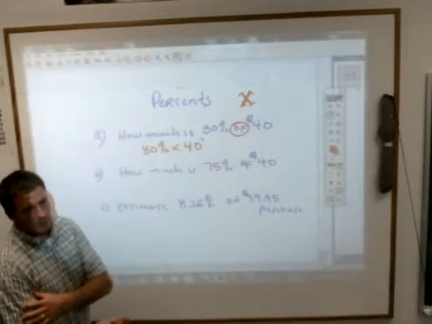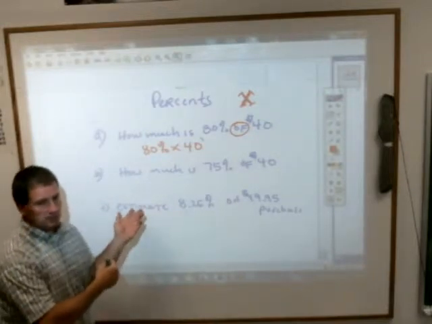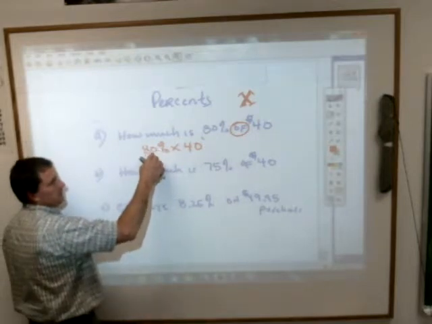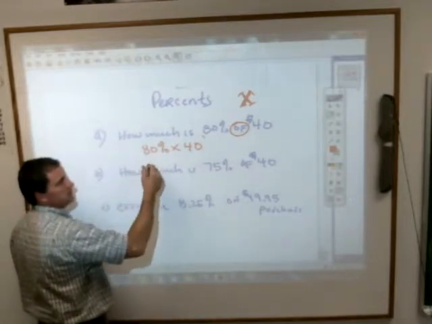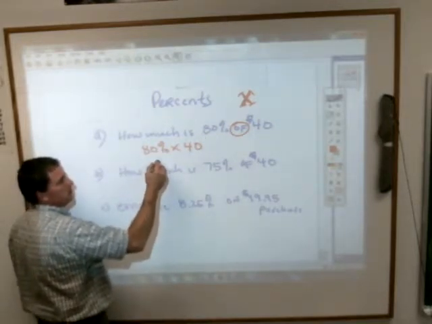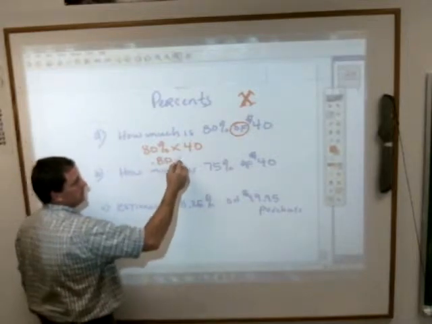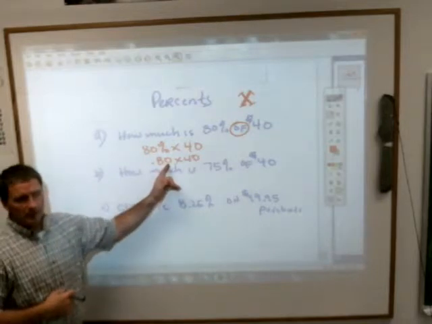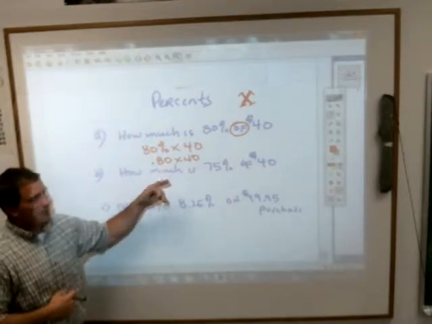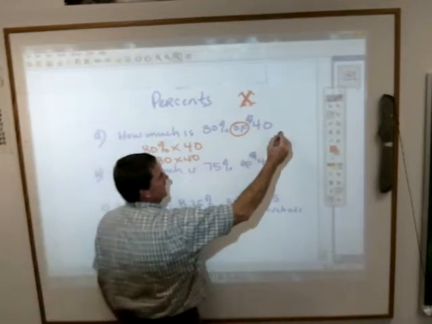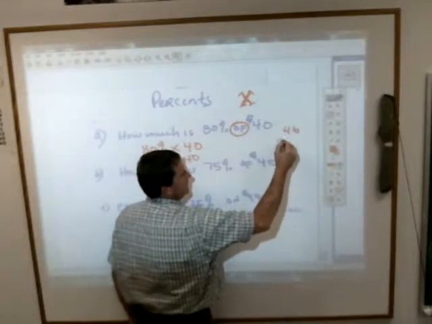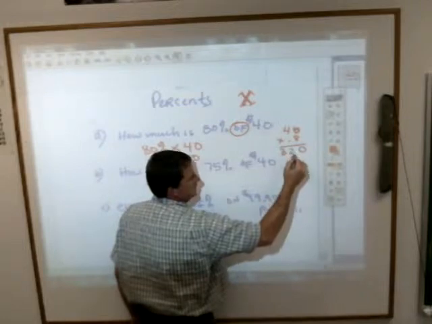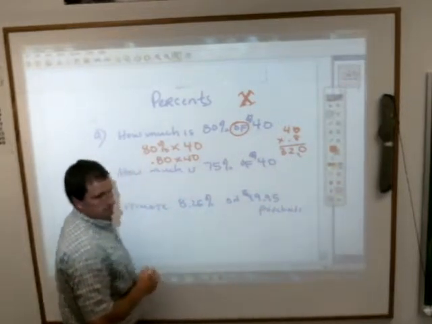Remember our rule for changing percents to decimals? We talked about it yesterday. You just move the decimal 2 places to the left, so the decimal equivalent of 80% is 0.80. And the nice thing in math is you don't need ending zeros when it comes to decimals. So when I do the multiplication, I can just take 40 times 0.8. And my answer is going to be 32.